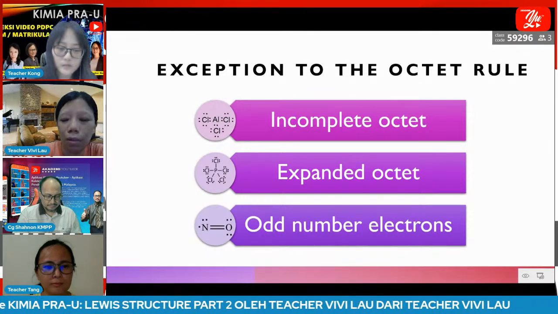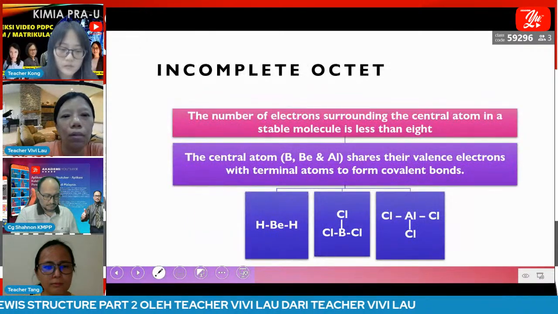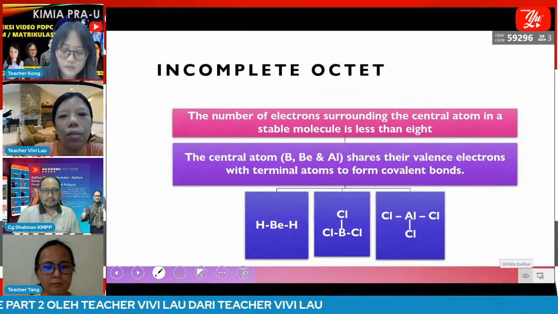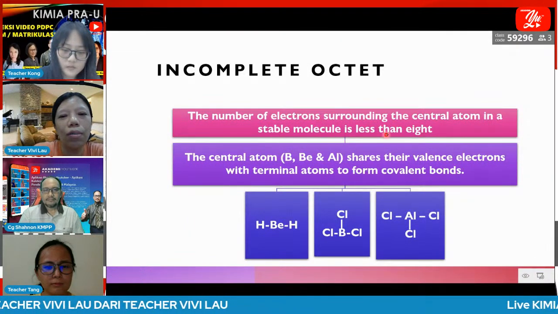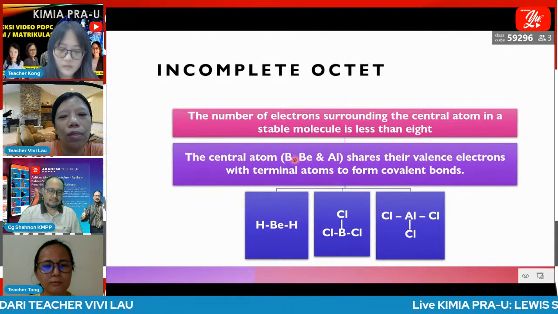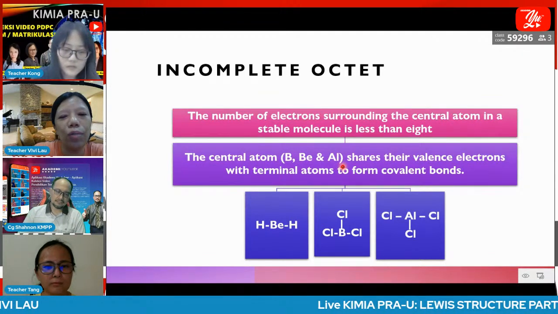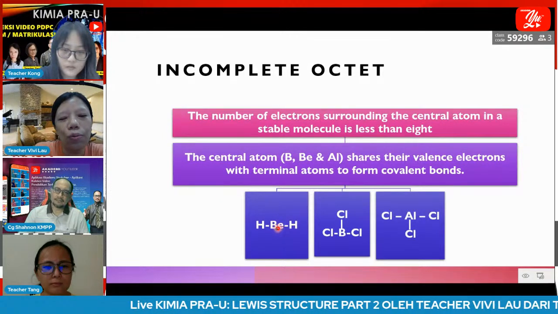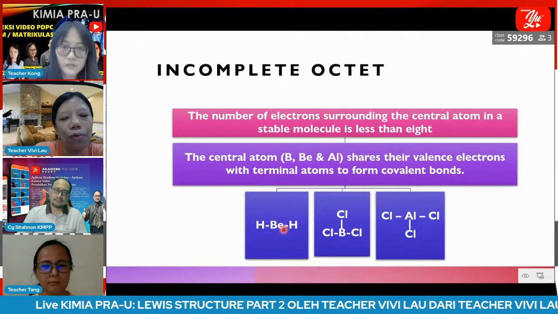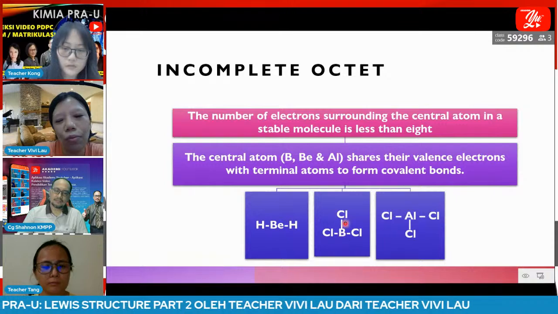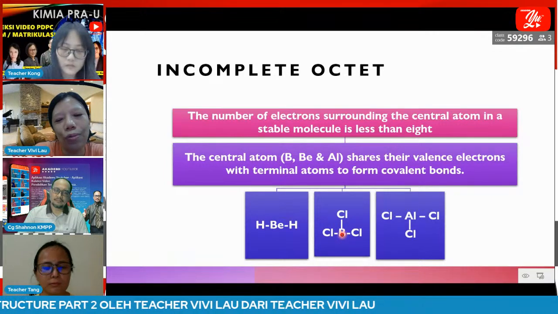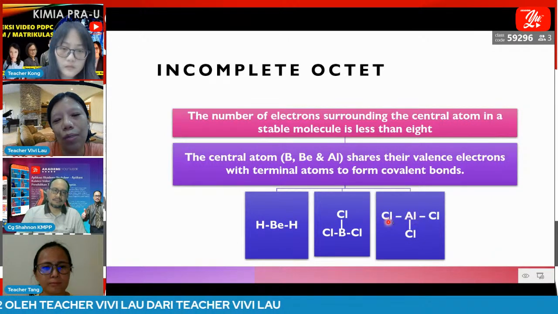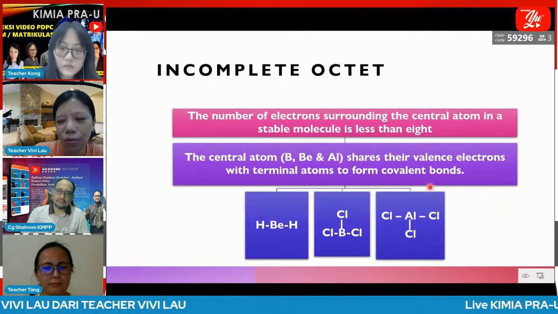Okay, so incomplete octet means the electrons surrounding the central atom are less than 8. For example, we have boron, beryllium, aluminium. Beryllium has only 4, meaning 2 valence electrons and 2 covalent bonds. For boron, 3 covalent bonds, so 6. Aluminium here is also 6. So all are not octet.